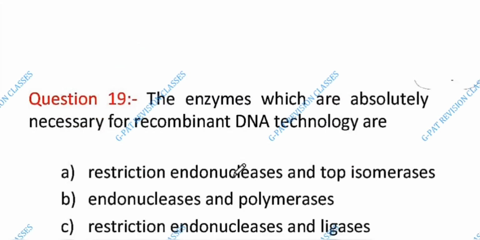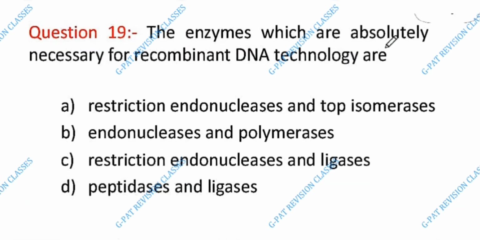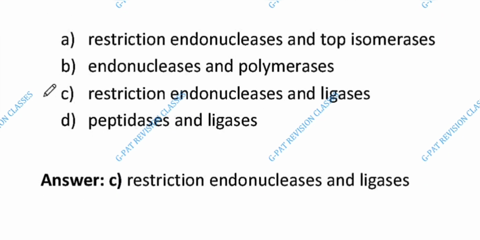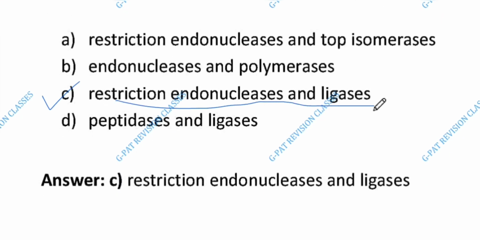Next is question number 19. The enzymes which are absolutely necessary for recombinant DNA technology are? The answer is C, restriction endonuclease and ligase. The answer is C. Okay.